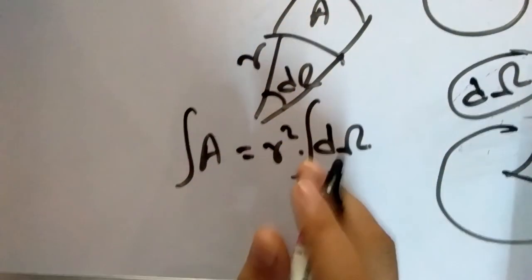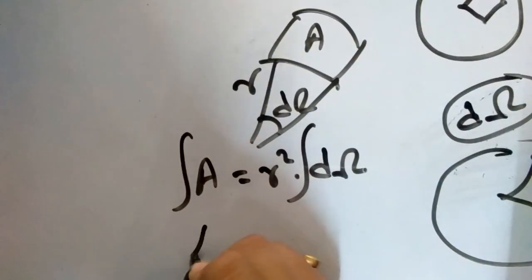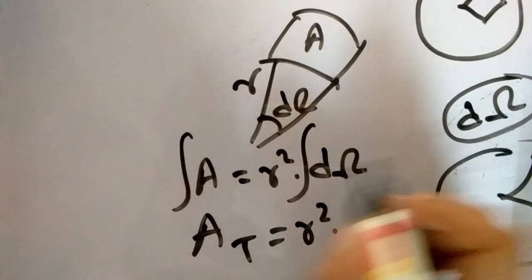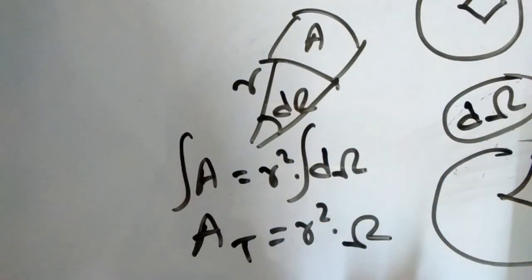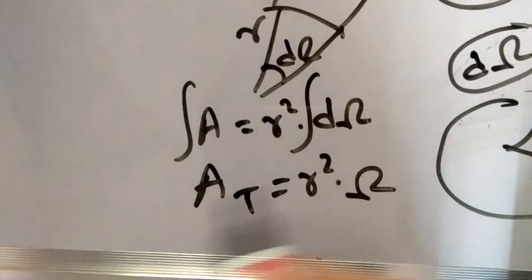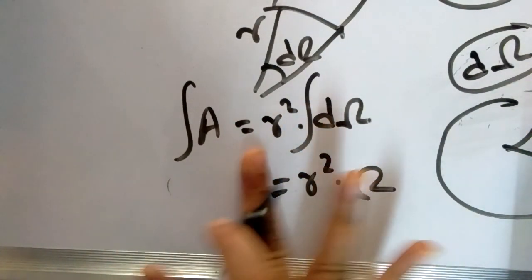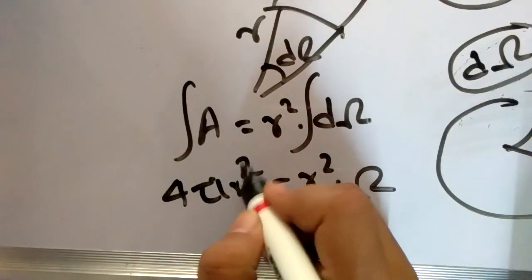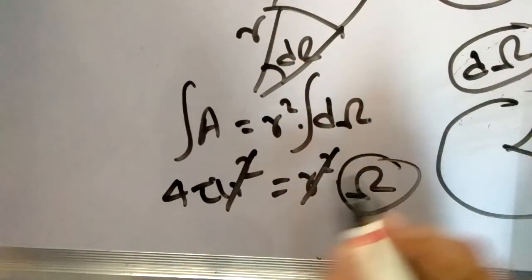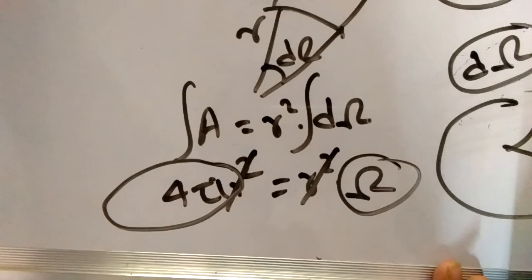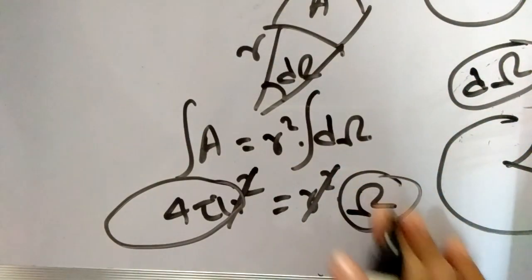What is the integration of this small area? The entire area, so I will write A total, total area. R is constant, and the integration of d solid angle is the total solid angle. Okay, so what is the area of a sphere? Area of a sphere is 4 pi r square. So r square cancels, and the total solid angle of a sphere is 4 pi, which we know. 4 pi means the total solid angle of any sphere.